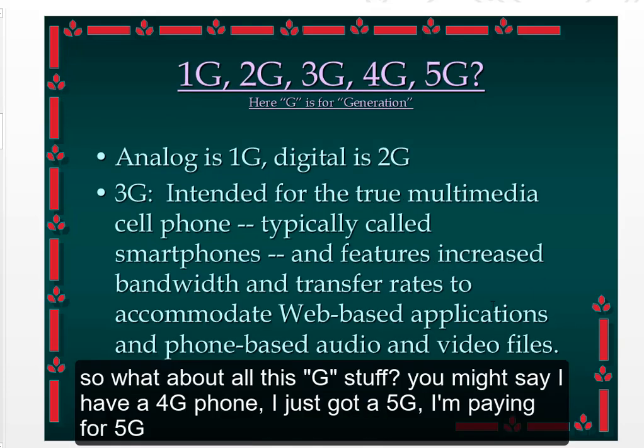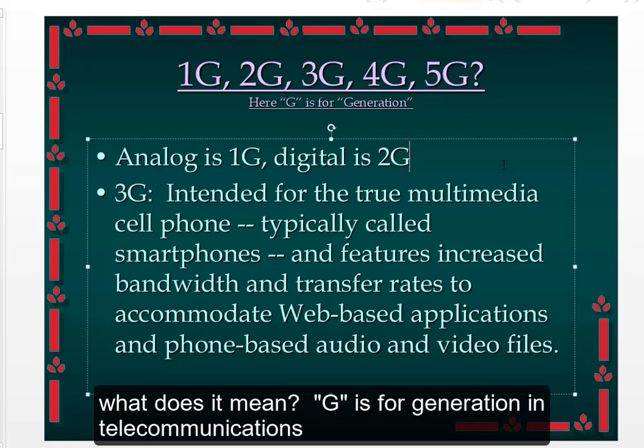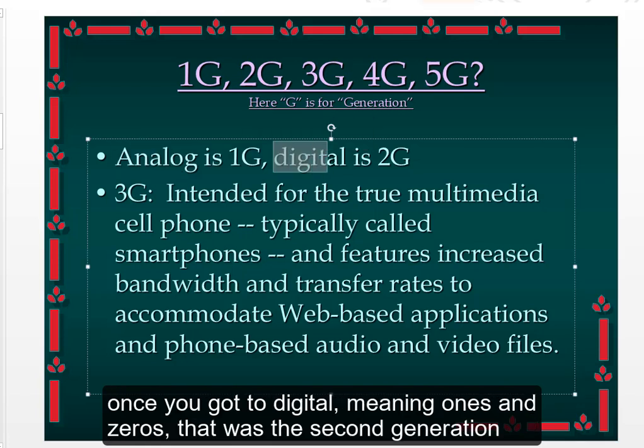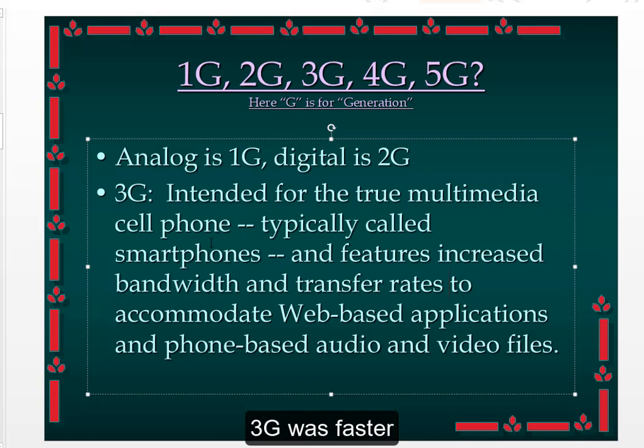So what about all this G stuff? You might say, I have a 4G phone, or I just got a 5G, I'm paying for 5G. What does it mean? G is for generation in telecommunications. So Alexander Graham Bell was the first generation. Once you got to digital, meaning ones and zeros, that was the second generation. 3G was faster, with higher capacity.